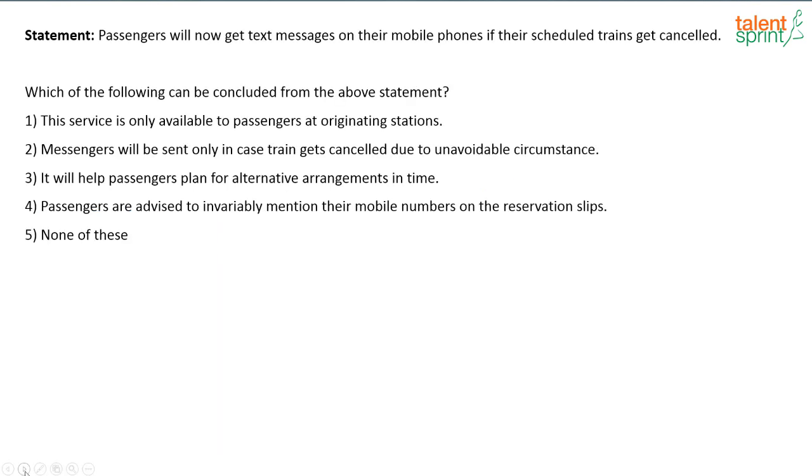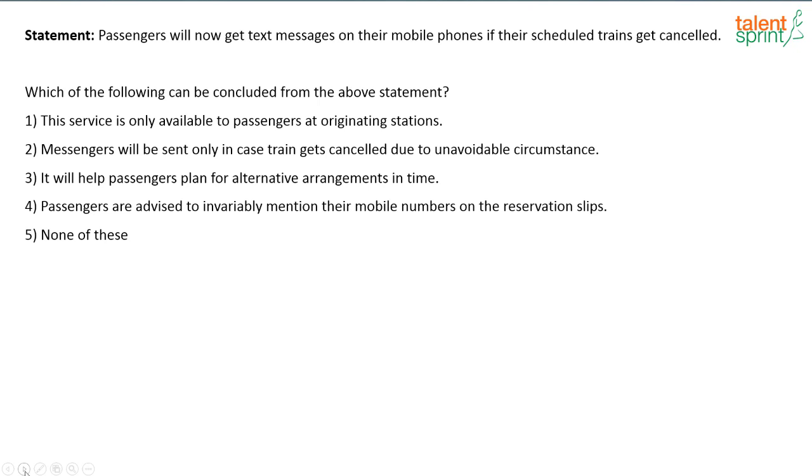Next question. So this one is on statement conclusion. Based on the given statement, what can you conclude? Which of the options can you conclude? You have to find that out. What is given here? Passengers will now get text messages on their mobile phones if their scheduled train gets cancelled. Okay. So if your train gets cancelled, you will get a message on your mobile phone. Which of the following can be concluded from the above statement?